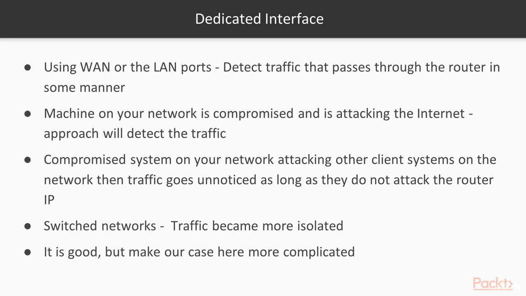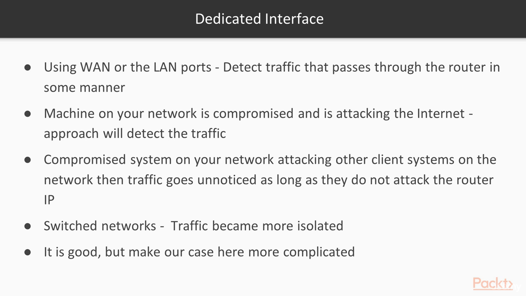Last one is dedicated interface. One limitation to using either the WAN or the LAN ports is that you will only detect traffic that passes through the router in some manner. If a machine on your network is compromised and is attacking the internet, either approach will detect the traffic. However, if a compromised system on your network is attacking other client systems on the network, the traffic will go unnoticed as long as they do not attack the router IP. So, how do we see client-to-client traffic?